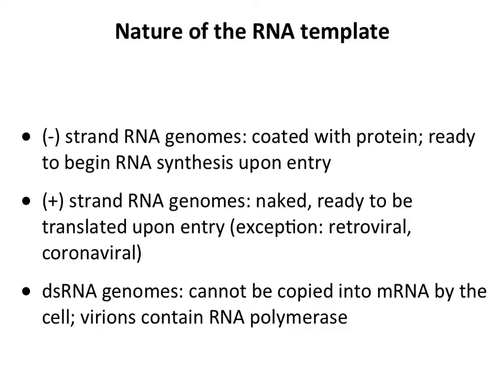There are two exceptions. The retrovirus genomes are complexed with proteins. And they're unusual because the retrovirus genomes, the RNA genomes, get copied back to DNA. And the cell can't do that, so that has to be brought in with the particle. You can tell that, of course, from the name, retrovirus, you can think, well, it's an RNA genome, it's got to go back to DNA.